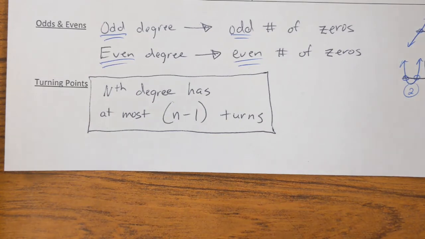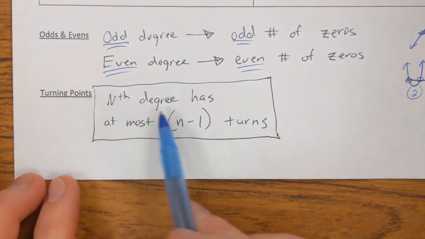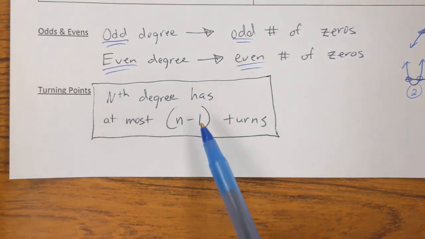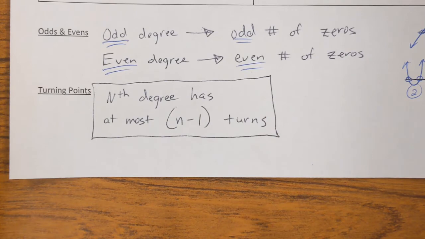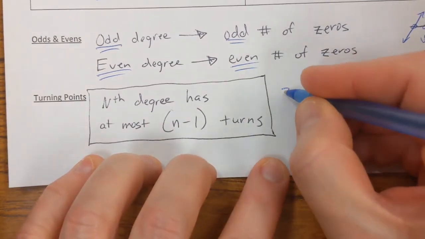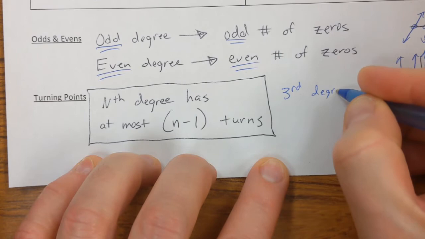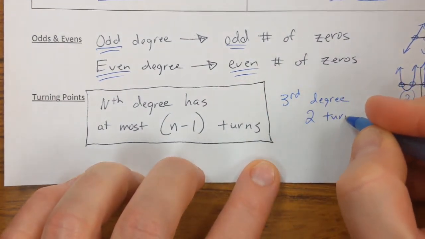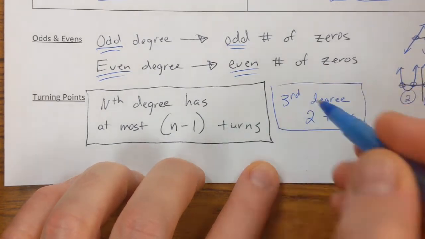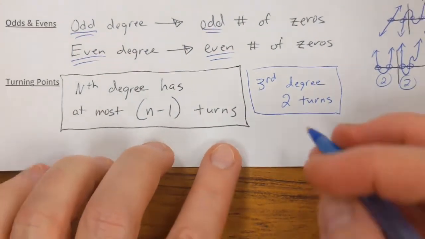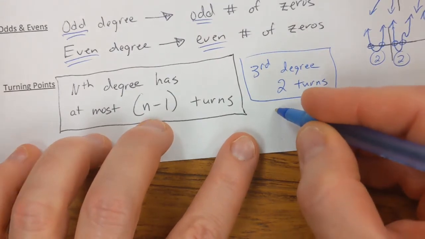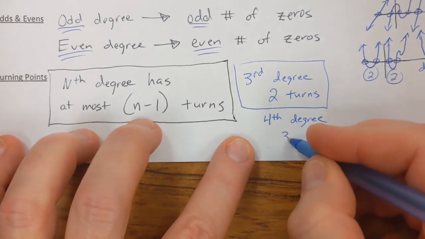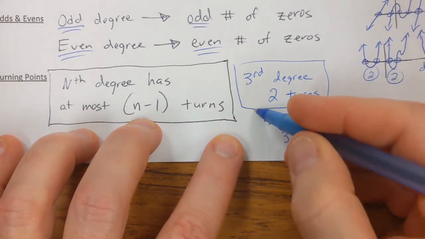All right, and the last thing to look at before we do our examples is the number of turning points that a graph has. So if any function is nth degree, it's going to have at most n minus 1 turns. Okay, so what that means, if it's a third degree function, then at the most you take 3 minus 1, it's going to have 2 turns, at most. Okay, it could sometimes have less than that, but at most it's going to have 2 turns. If you had a fourth degree function, you take 1 off of that, it's going to have at most 3 turns.